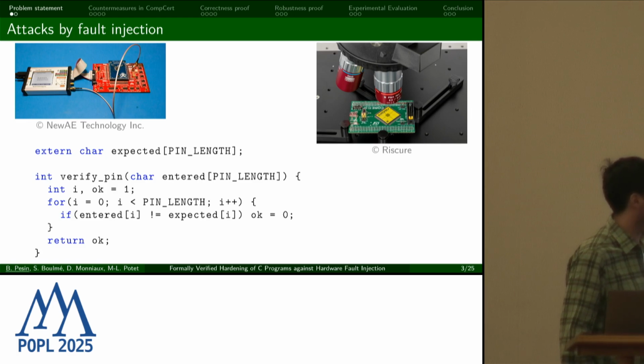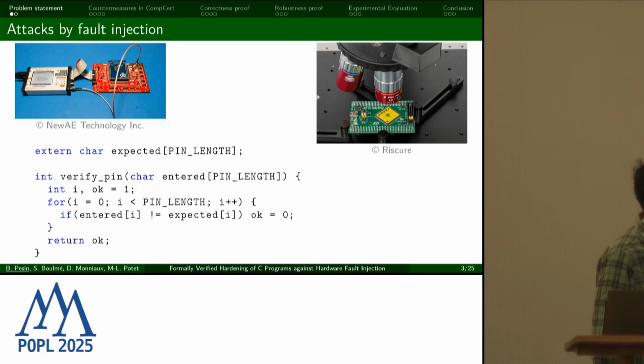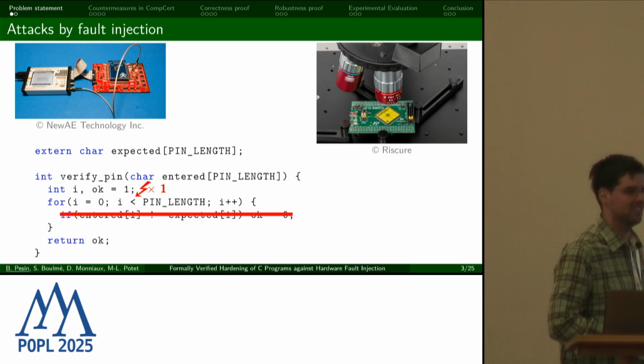In this specific example, what the attacker might want to do is to disrupt the conditional test that's generated by the for loop, to invert it. So if you invert it at the first iteration, you will skip the whole loop, you will exit from the loop immediately, and you never do any of the tests inside, so you return OK equals 1 immediately. And you won as the attacker.